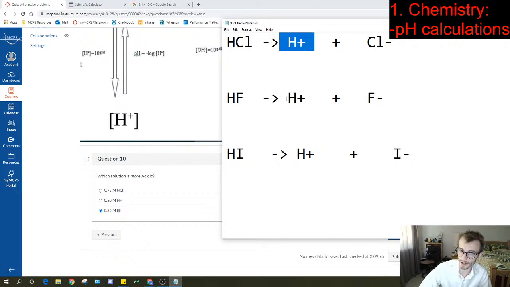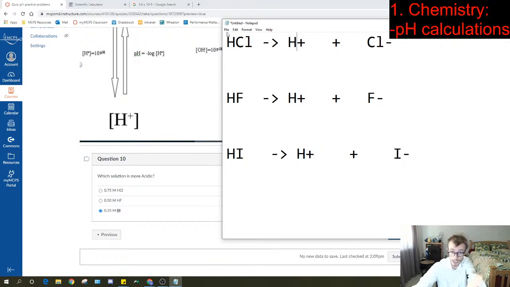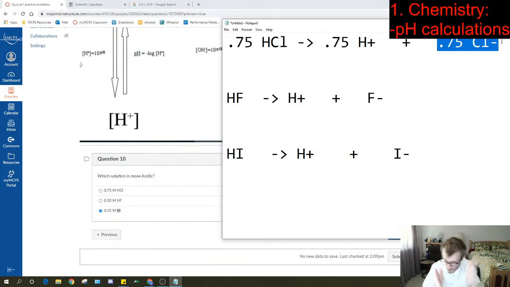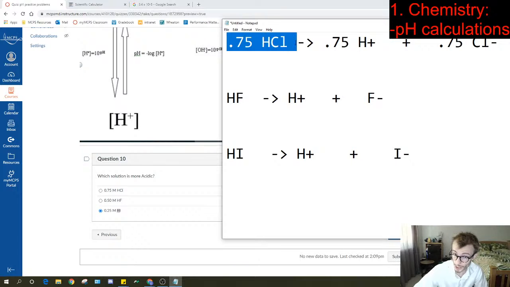Notice that each of these has an H plus, and one H plus. Now, I started with some solution concentration of the whole chemical. How do I know how much of that is going to turn into H plus? It's 1 to 1. If I have one of these, and I break it in half, I'm going to have one of each half. So if I have 0.75 of this, then I'm going to have 0.75 of this, and 0.75 of this. Now, do I care about the 0.75 of Cl minus? No! It's not an H plus. All I care about is the H pluses. So this 0.75 H plus is going to be the concentration of H plus, and it's the same as the concentration of the original acid.